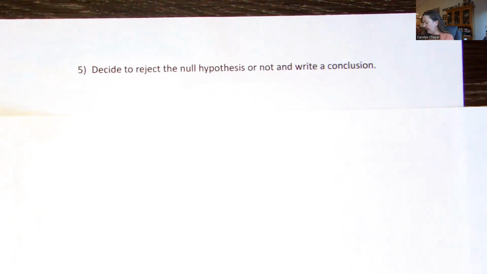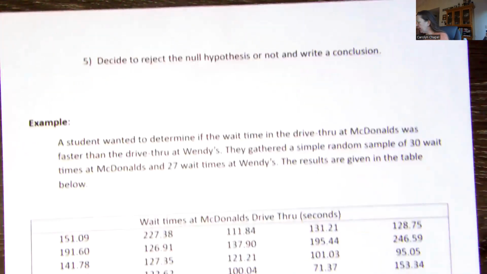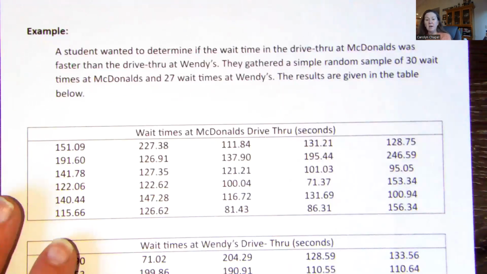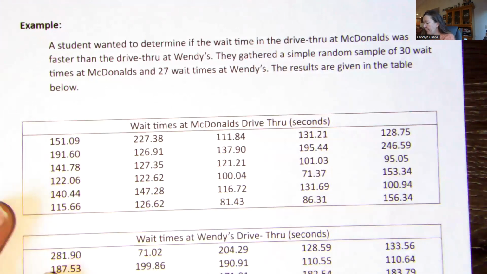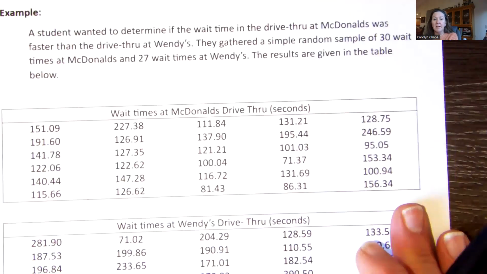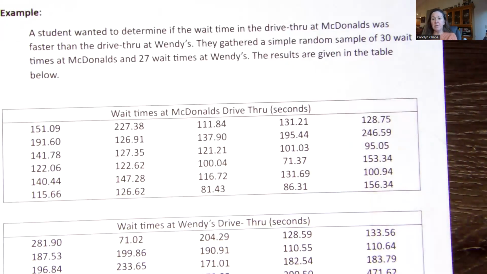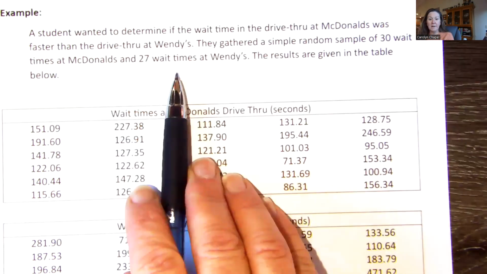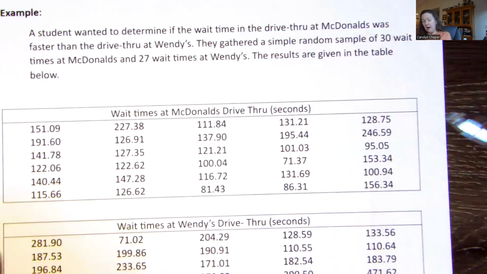I do have one example for us. And I did use data this time, so you can see the difference. We've used summaries in the past, but here a student wanted to determine if the wait time at the drive-through at McDonald's was faster than the drive-through at Wendy's. So what they did is they gathered two simple random samples: 30 wait times at McDonald's and 27 wait times at Wendy's. And here are their results.